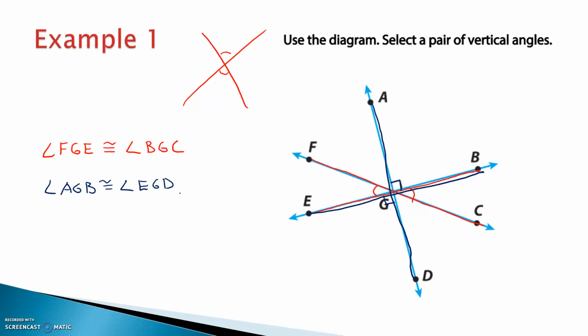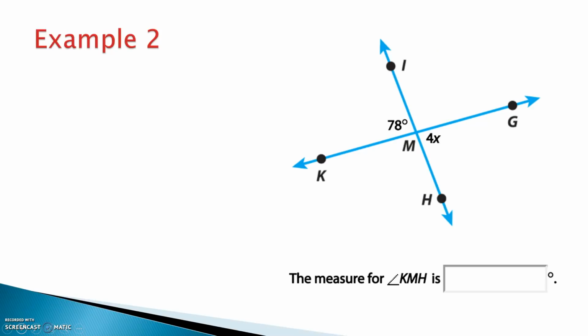Okay, again, by being vertical angles. All right, vertical angles. That's what we want to get you guys to get from that example. All right, Example 2, the measure of angle KMH. I'll pause it right here, try it on your own, and continue.